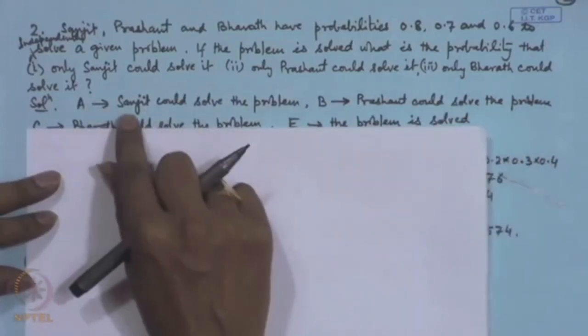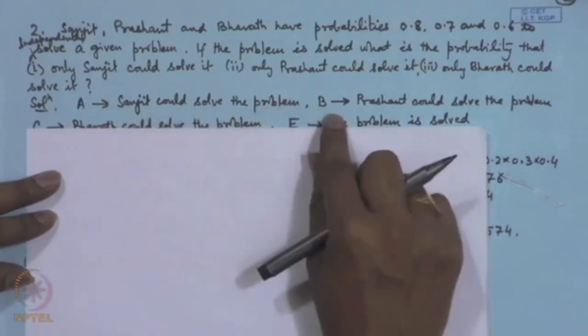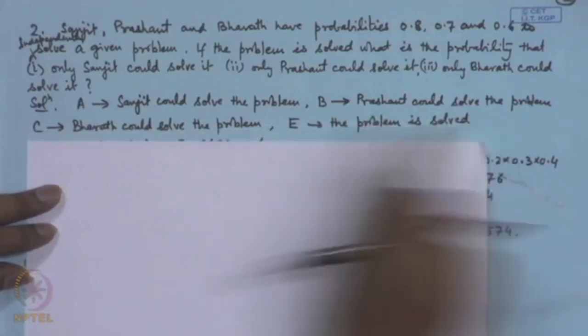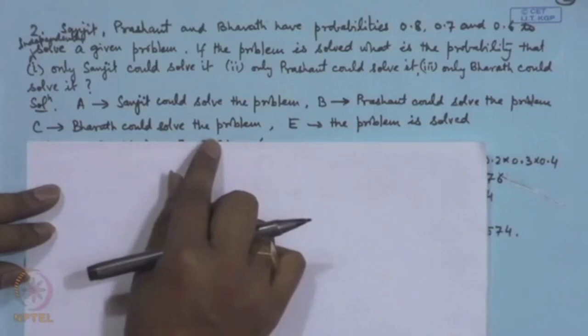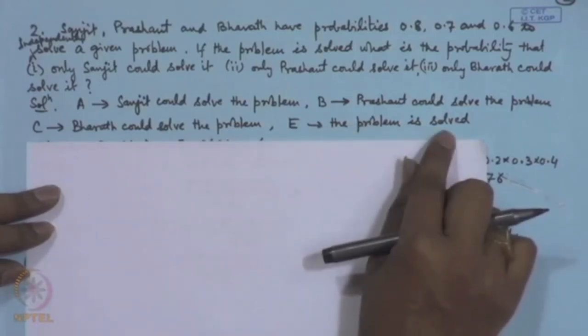Let A denote the event that Sanjeet could solve the problem, B denotes the event that Prashant could solve the problem, let C denote the event that Bharat could solve the problem, and let E be the event that the problem is solved.